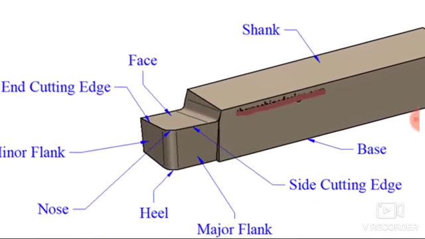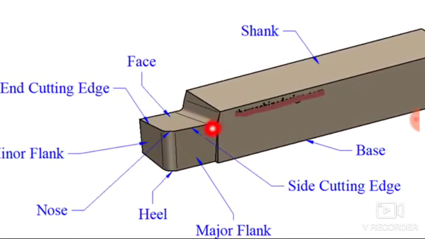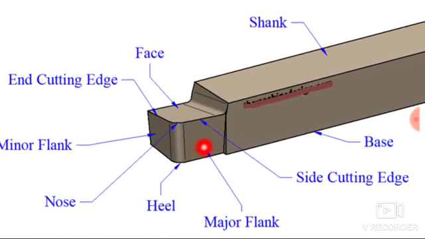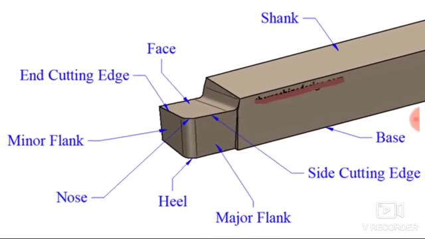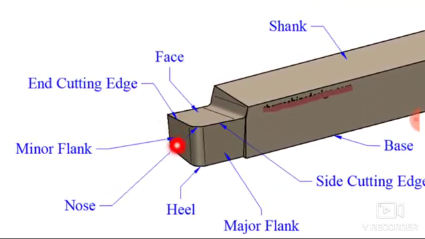Now the single point cutting tool has two cutting edges, that is the side cutting edge and the end cutting edge. The point at which these two cutting edges intersect is known as the nose of the cutting tool. So this is the nose, where the side cutting edge and end cutting edge intersect together. Now the portion immediately below the side cutting edge is known as the major flank, and the portion immediately below the end cutting edge is known as the minor flank. So this is the minor flank, this is the major flank, and this is the heel of the single point cutting tool.